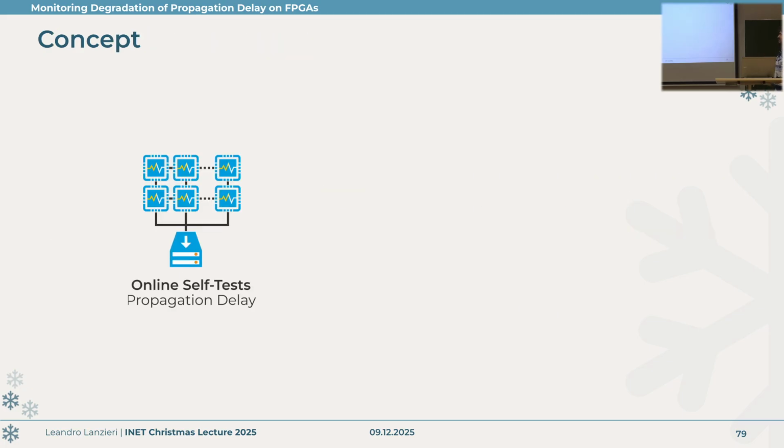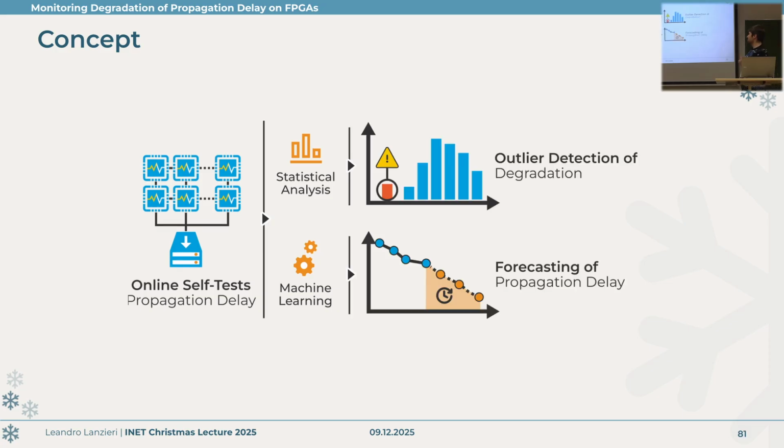The concept is that we have multiple of the devices. We run this self-test, so the devices just measure themselves. We collect the data, we do some statistical analysis and run some machine learning models to detect outlier degradations and also to be able to forecast what this propagation delay is going to be in the future. This is really important because if we know how this will be in the future, then we can also do some predictive maintenance and replace the devices before they crash the toy assembly.